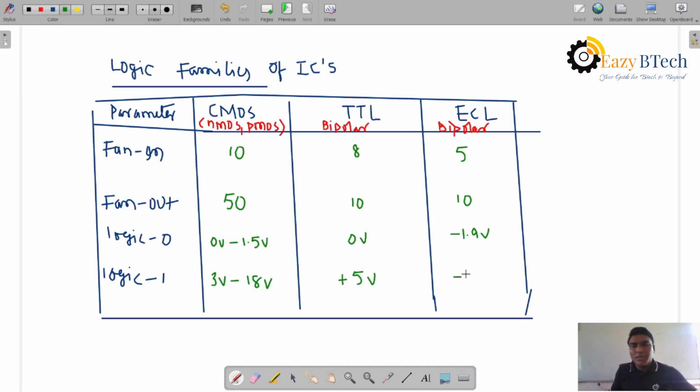Now it will be minus 0.9 volts. You see here, CMOS is a dominant technology, low power, right? Low cost. Cost-wise, it is low cost, low power. This is also low cost. This is also low cost.